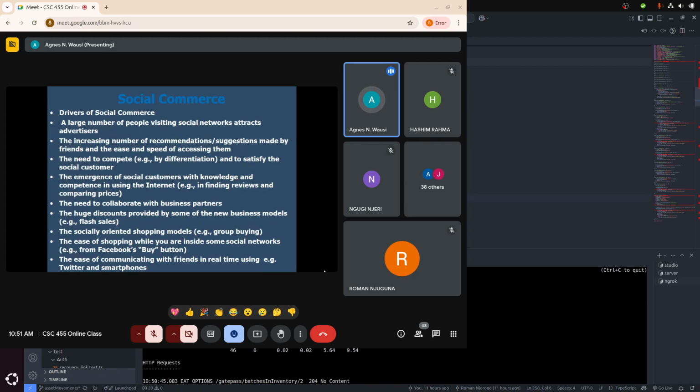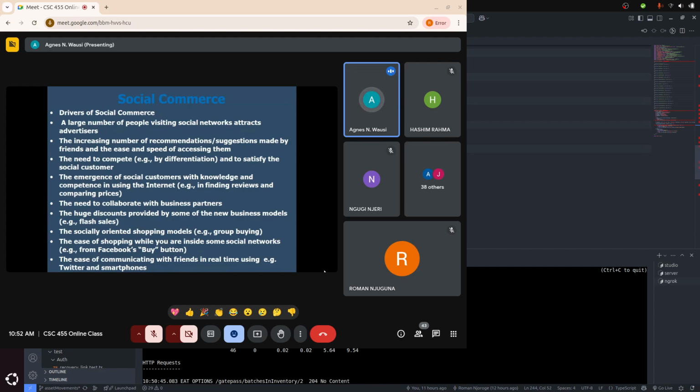And then, of course, the customers that we are dealing with, because they are always with their mobile phones, they are using the platforms. They are able to gain knowledge by finding reviews, by comparing prices, and all these other things.